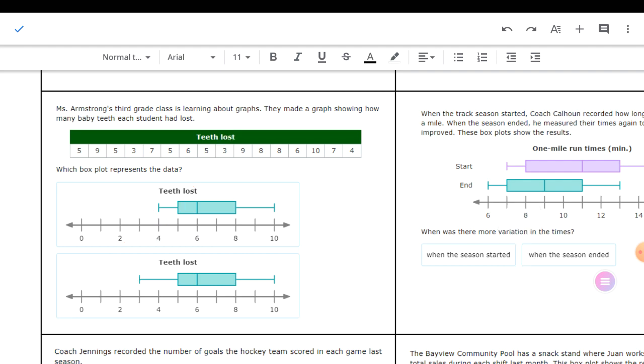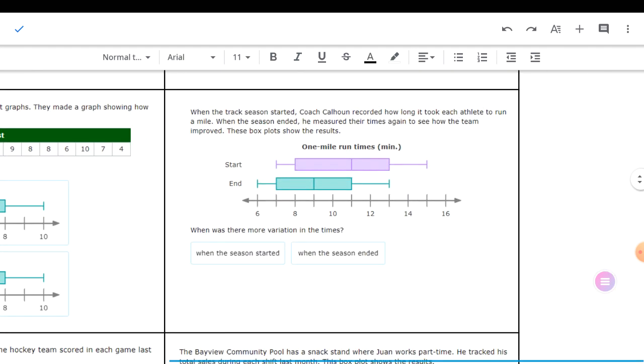Okay? Next one. When the track season started, Coach Calhoun recorded how long it took each athlete to run a mile. When the season ended, he measured their times again to see how the team improved. These box plots show the results. When was there more variation in the times? What does variation mean? A difference in the times. Let's look at the start of the season.